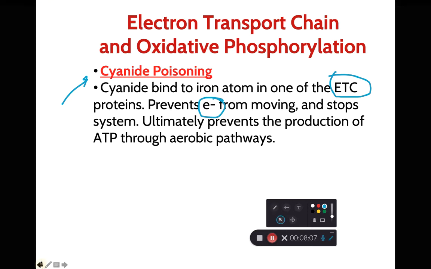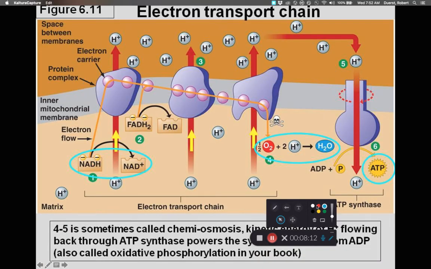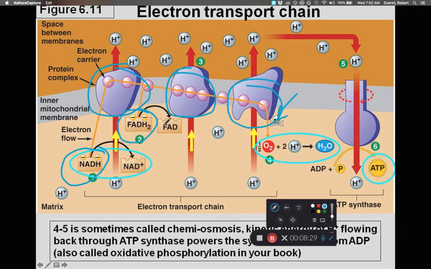And if we lose the ability to regenerate electron carriers, so I'm back on this figure, if I can't drop off electrons right here because I've blocked it with cyanide, this protein becomes saturated, and then this second one, and then the first protein becomes saturated, and then we have nowhere for the NADH and FADH2s to drop off electrons. And then if we can't regenerate our electron carriers, the citric acid cycle shuts down entirely. And then we're left with only glycolysis and anaerobic respiration to produce ATP.